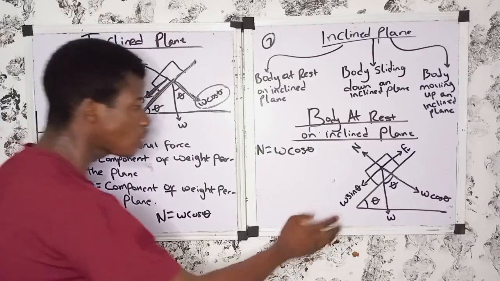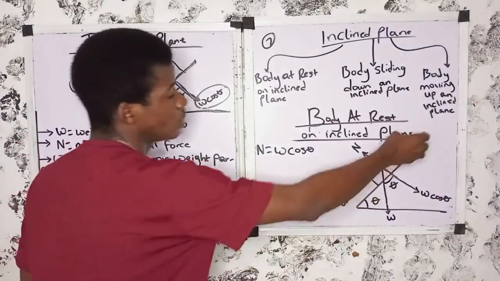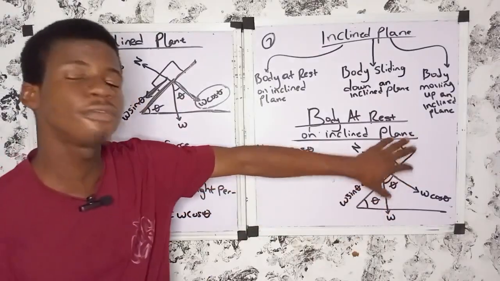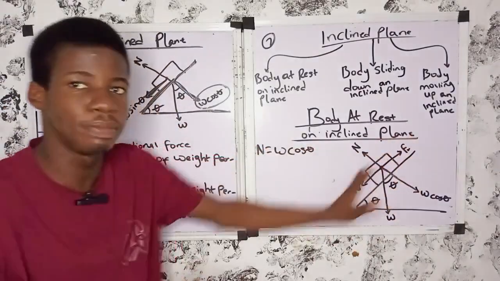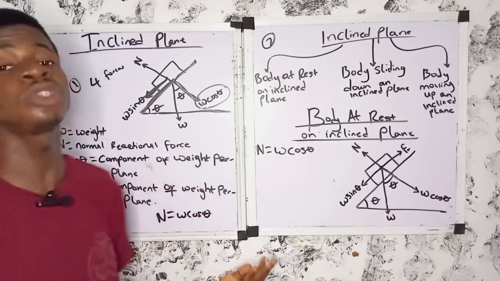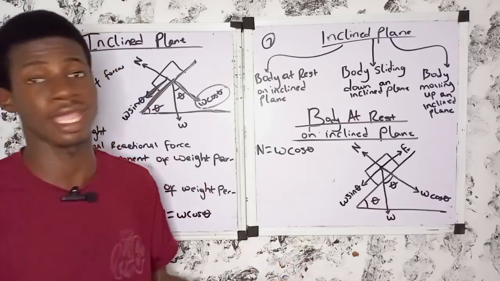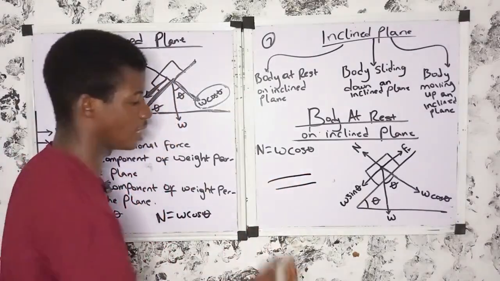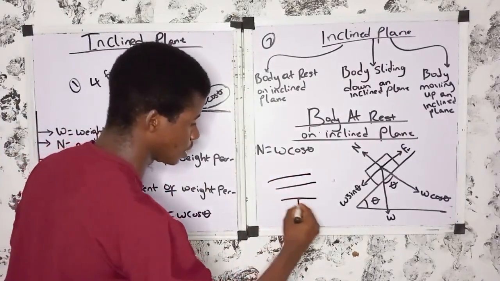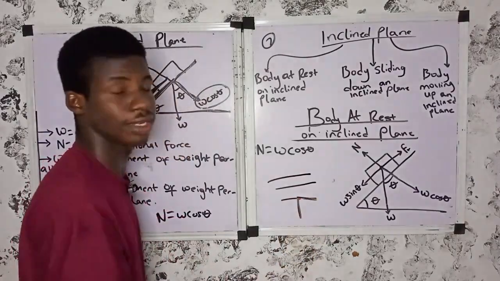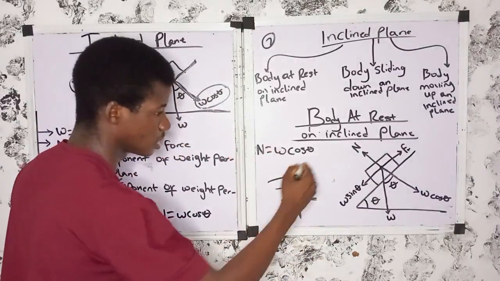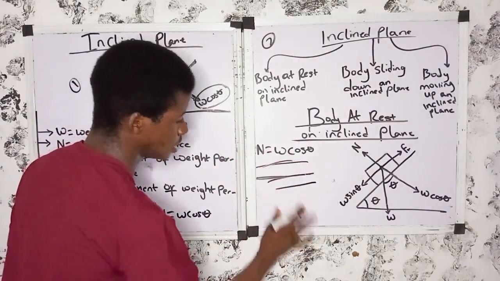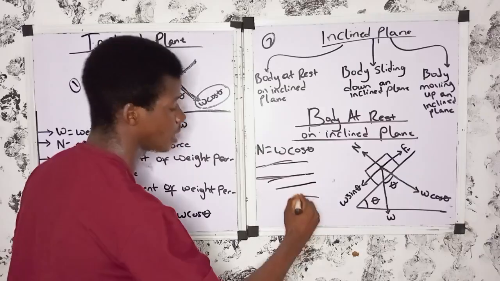Now, how many forces are acting on this object parallel to the plane? Remember, you need to know the difference between parallel and perpendicular. For example, these two lines are parallel, while these ones are perpendicular. I don't know if you understand. So these lines are parallel, while this is perpendicular, right?